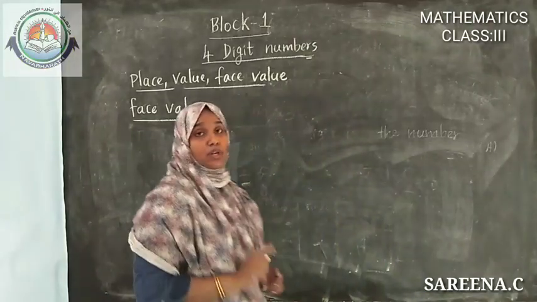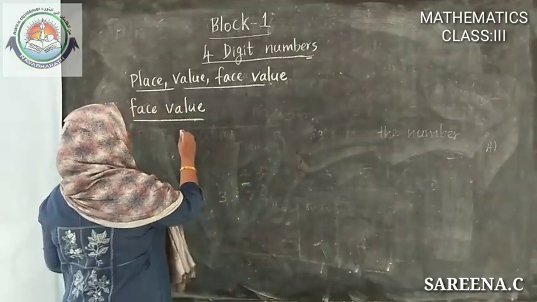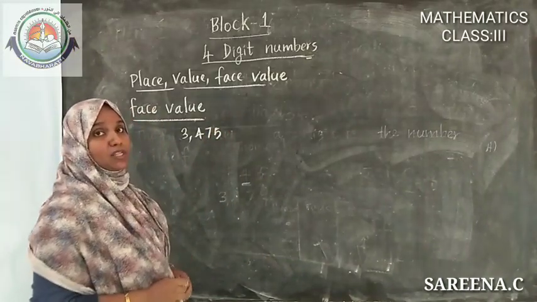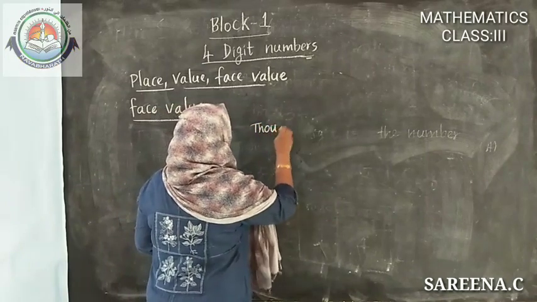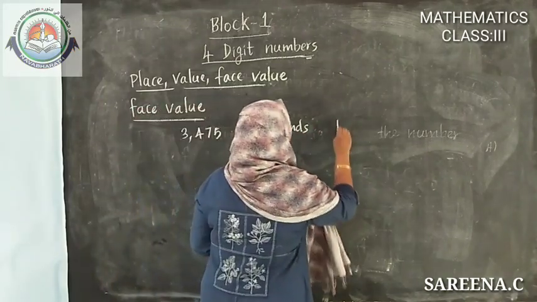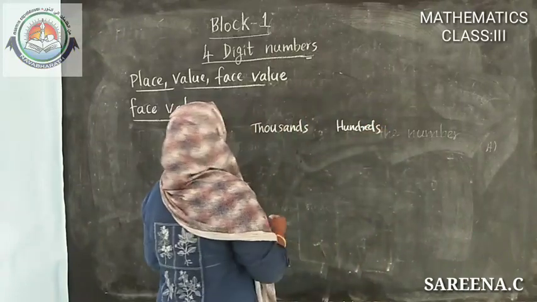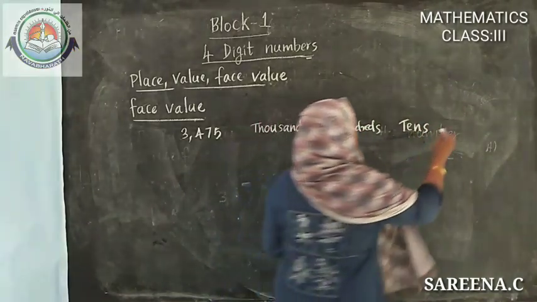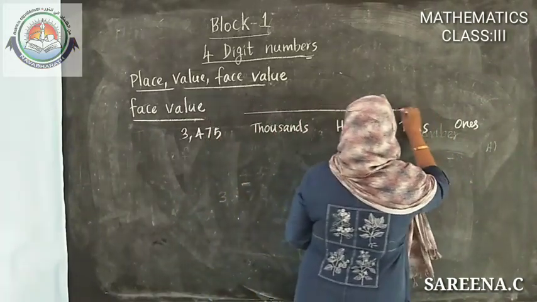Before that, I am going to draw here a place value chart of the number 3, 4, 7, 5. We studied how to draw a place value chart. First we have to write the thousands, then hundreds, then tens, and then ones. Then we have to draw 4 columns.